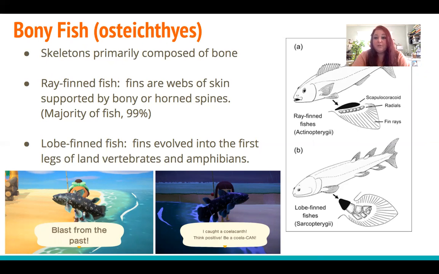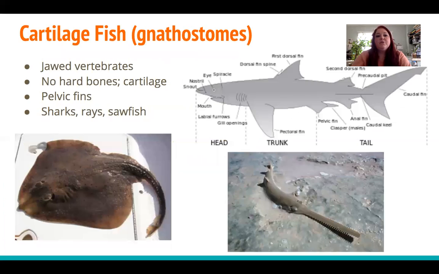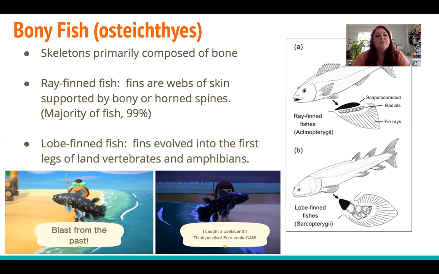But from those, 99% of the ray fin fish that we see today developed from our previous group, our cartilage fish, into ray finned. But they're composed mostly of bone, almost completely bone, except their skin. If you've ever fished and cleaned a fish, it's tough business getting rid of all those little tiny bones.